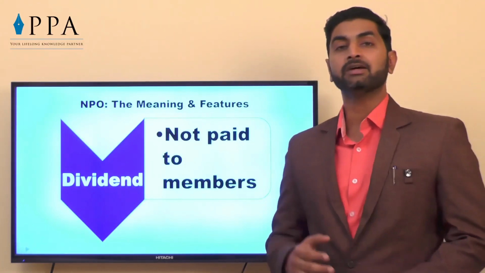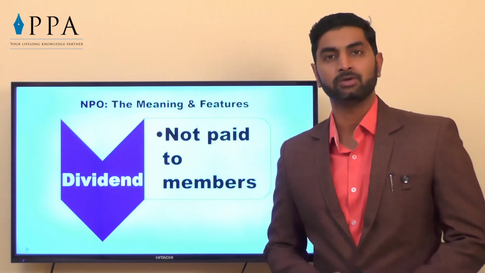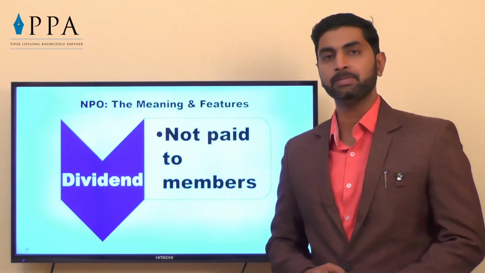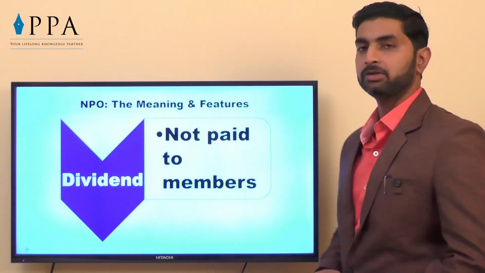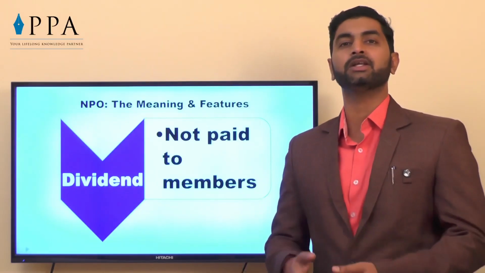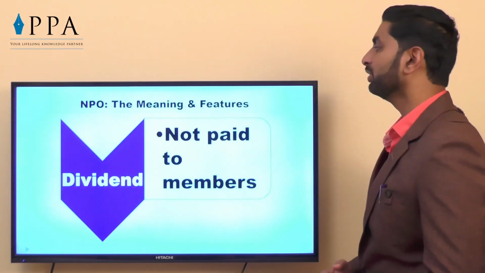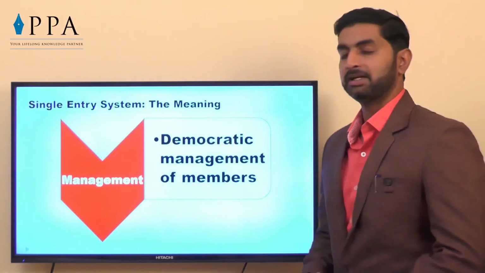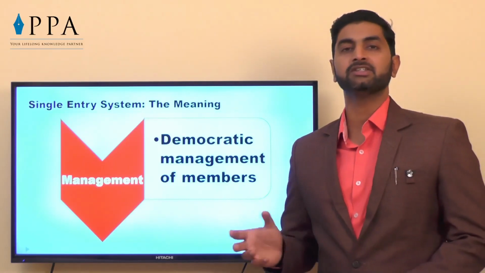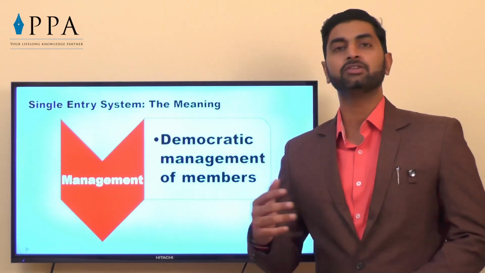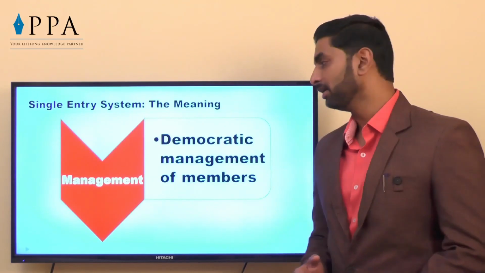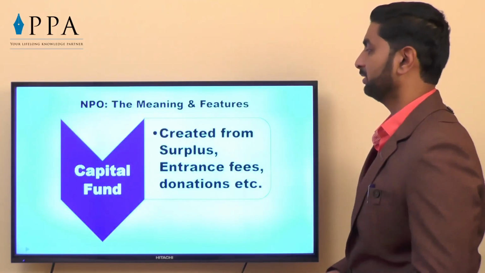Dividend. Every company gives dividend to its shareholders and members, but in case of NPOs, the dividend is not paid to members because the objective of coming together is not to gain something from it, just to promote the objective. So no dividend is paid. Management. It's a democratic management which is run by all the members. So there is no owner, all the members are actually contributing to the management.